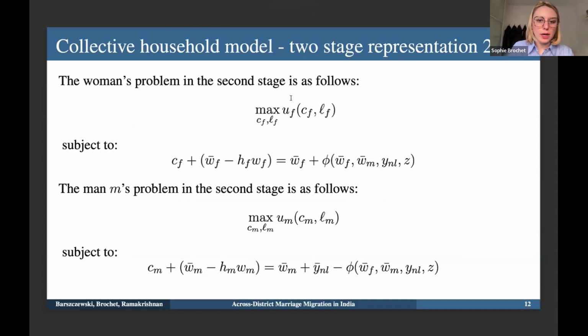So the individual problem of the wife is the maximization of a sub-utility function with respect to private consumption and leisure, subject to her individual budget constraint. And here you can see that we have the transfer that goes to the wife. And on the other hand, there's the man's problem, which looks similar, except that here we have the amount that goes to the man. So YNL bar minus phi.